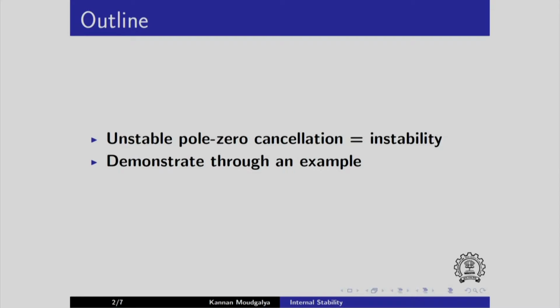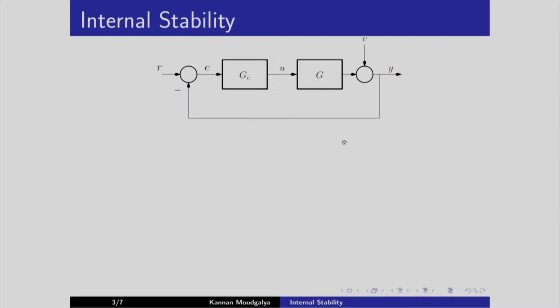Welcome to this important topic of internal stability. I will show that if there is unstable pole zero cancellation, there will be instability, demonstrated through an example. Let us start with the standard closed loop system.